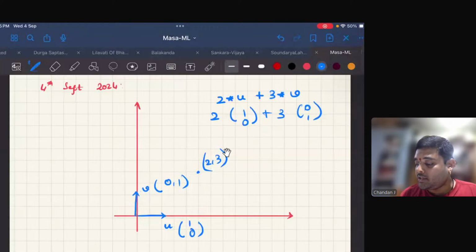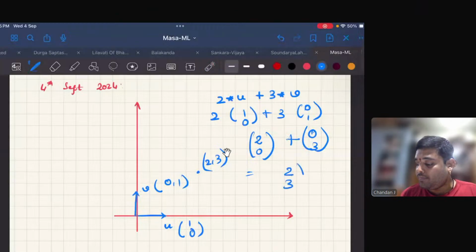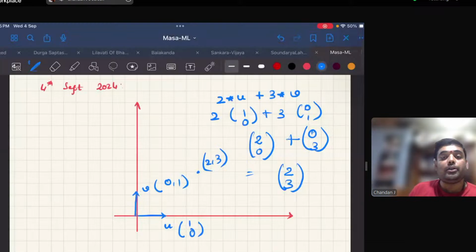Now how do I do it? You multiply each of the elements. 2 into 1, 0 gives 2, 0, plus 0, 3. If you add them, you should add element-wise like this. Now this is 2, 3. You're able to get the point 2, 3, which is this.